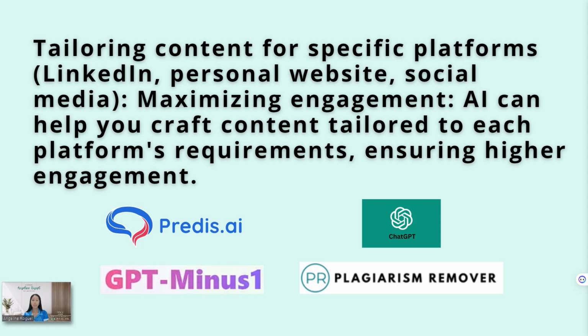While ChatGPT minus one and a plagiarism remover can be used by copywriters or blog writers, still for most of them the starting point is ChatGPT. They would prompt and ask for some titles or content, and then they will copy and paste that to ChatGPT minus one, because the purpose of ChatGPT minus one is to humanize, to remove the words that make it obvious that it's made by AI. And then after that, it will be copied to a plagiarism remover to make sure that the content will not be violating any plagiarism. AI is very amazing.